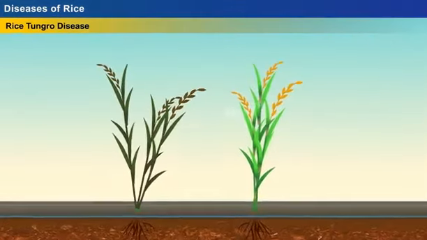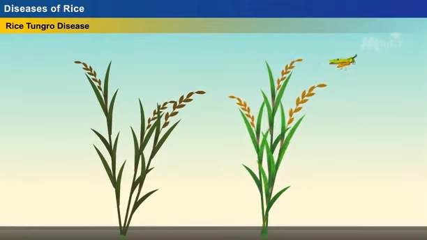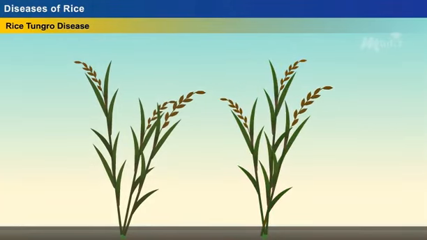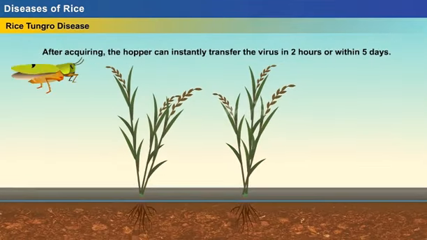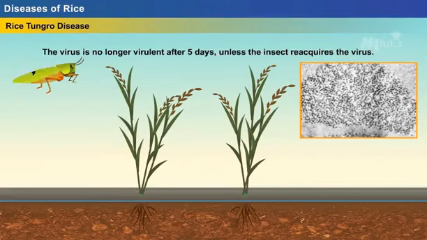A hopper which feeds on an infected plant for 30 minutes acquires this virus, and when the same insect feeds on a healthy plant for 15 minutes, the virus gets transmitted to the healthy plant causing infection. After acquiring, the hopper can transfer the virus instantly, within 2 hours or within 5 days. Basically, the virus is no longer virulent after 5 days, unless the insect reacquires the virus.